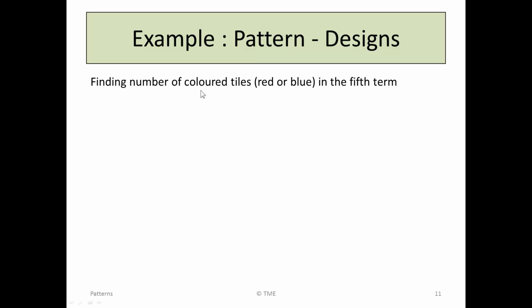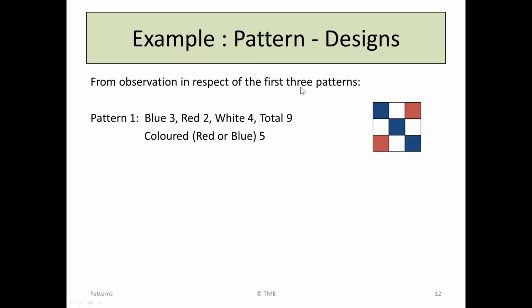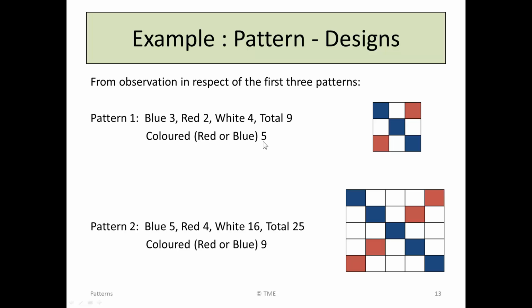Now, finding the number of coloured tiles, red or blue, in the fifth term. Once again we return to the pattern, and in the first one, if we counted the red and the blue, we'd have 3 blue and 2 red. So a total number of coloured tiles, 5 coloured tiles. In the case of the second pattern, we had 5 blue tiles and 4 red, or a total, in terms of red or blue, of 9 coloured tiles.